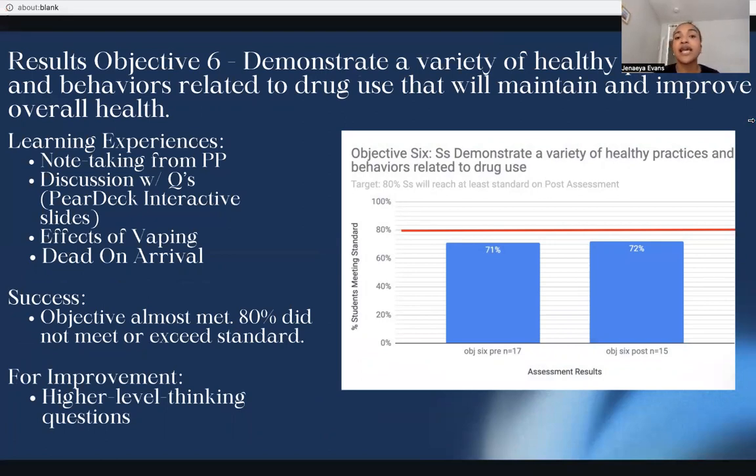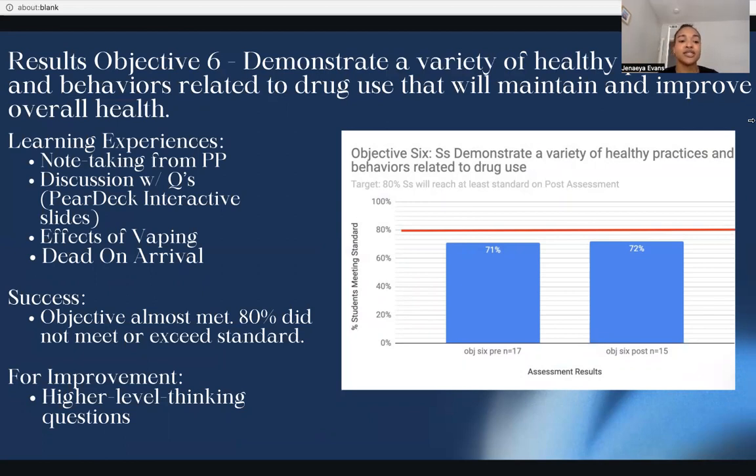And objective 6, again, this touched on the effects of vaping lesson and the fentanyl lesson. So, demonstrating a variety of healthy practices and behaviors to maintain and improve your overall health. Again, they did not meet the 80% standard that I had set.